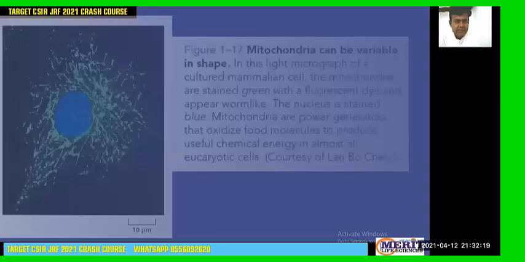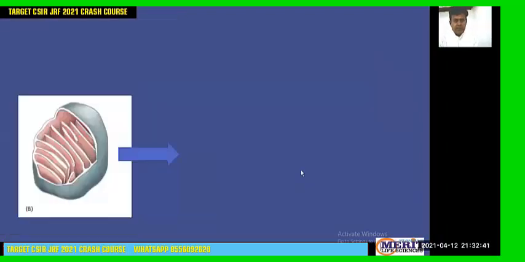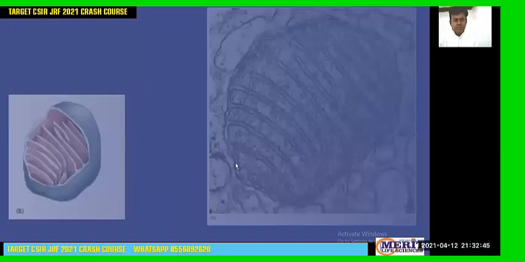You recognize this cell? This is a mitochondria. Mitochondria that have been isolated from mammalian cells and stained with green fluorescent dye appear worm-like, right? And the nucleus is going to be stained blue. Mitochondria are power generators that oxidize food. Already you know this fact. So for mitochondria, you have to know their structure.